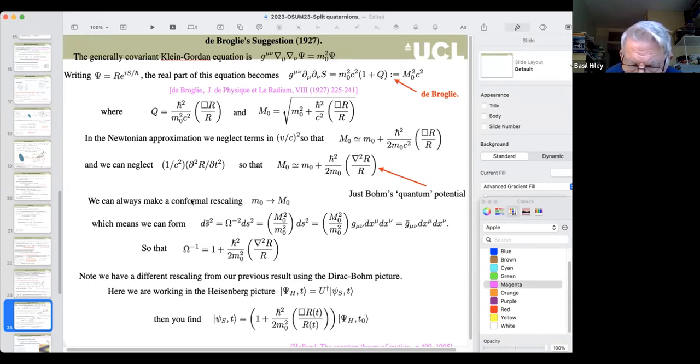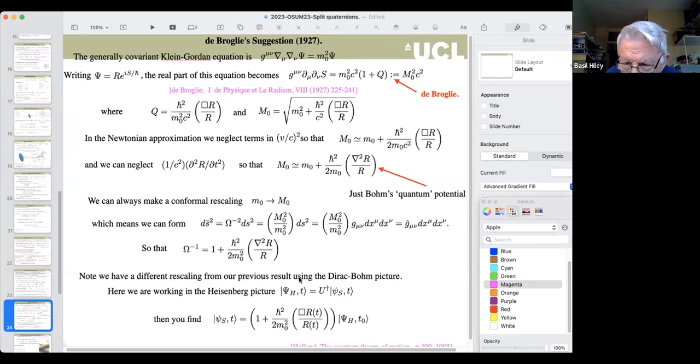Suppose we do the conformal rescaling so that we turn little m naught into capital M naught. And then what you find is, look, here is the conformal scaling factor. It's m naught squared, so it's big M naught over little m naught, all squared. So omega is big M naught over little m naught. And in this case, the rescaling factor is this. Alarm bells. Not to worry.